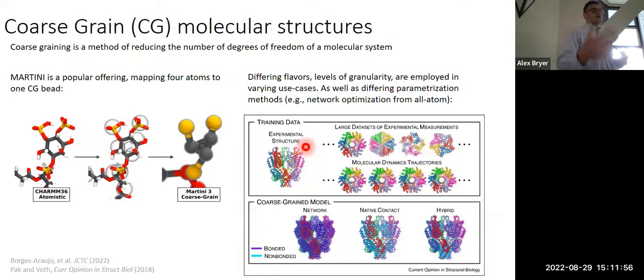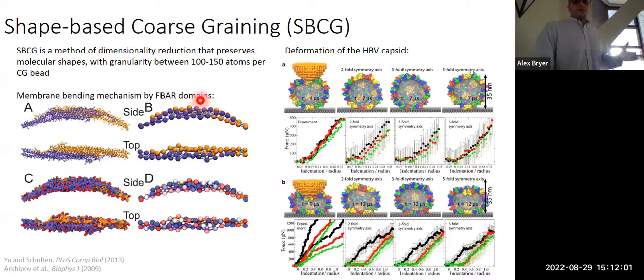Shape-based coarse graining, which was developed in this group over 10 years ago, is a method of dimensionality reduction that preserves molecular shapes. In the original implementation, shape-based coarse graining is being utilized to create models with granularity somewhere between 100 to 150 atoms per coarse grain bead.